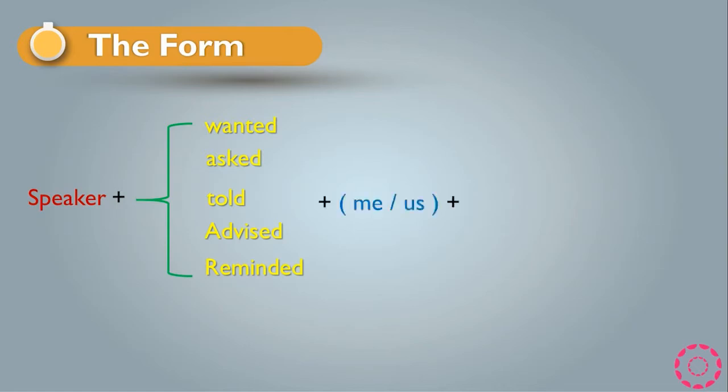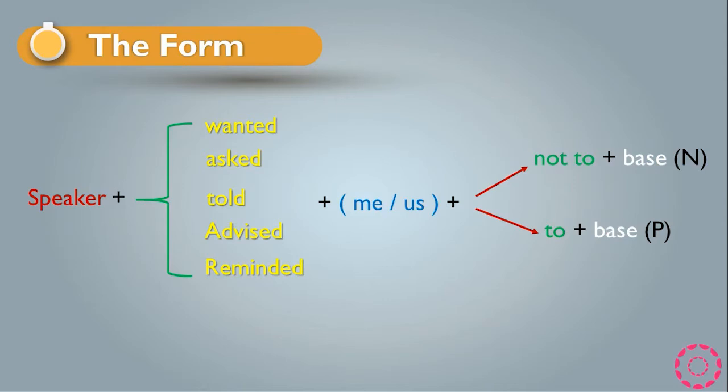After that, they are followed by me or us, which is the object, plus not to plus base if it is negative, and to plus base if it is positive. If our sentence is negative, we have to use this rule, not to plus base. Also, we have to add not after the object. If it is positive, we simply say to plus base, okay? And said became what? Told. So we have to change said to told.